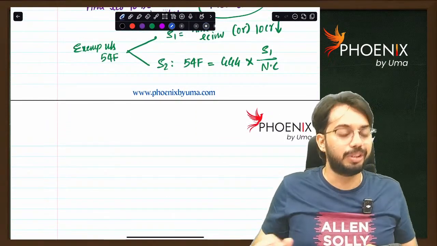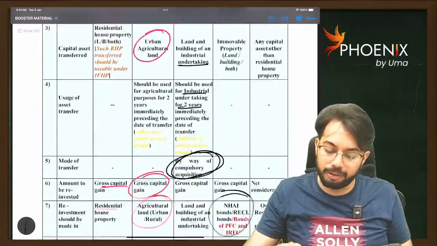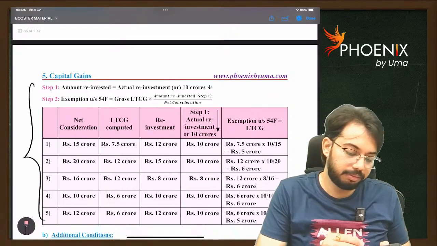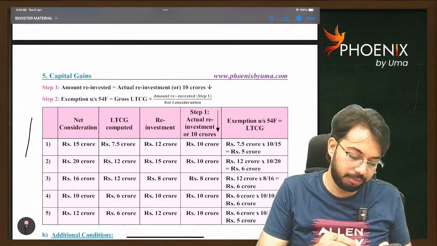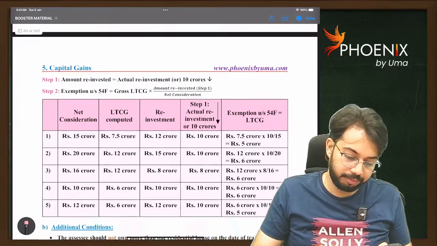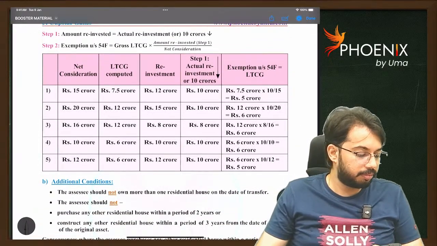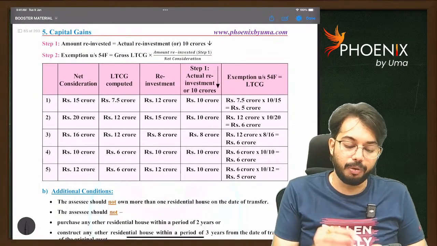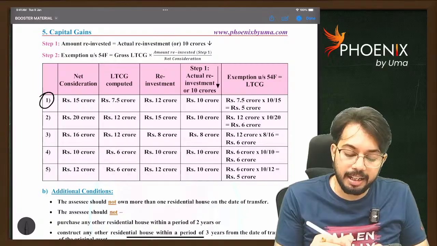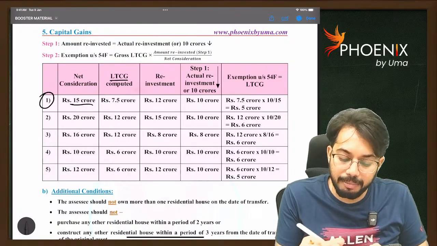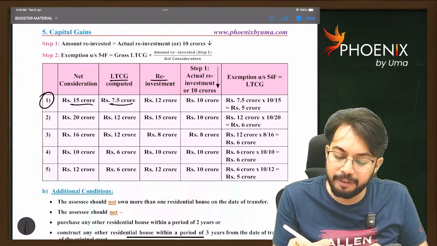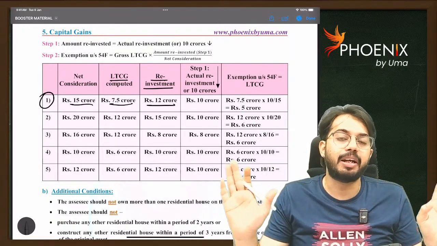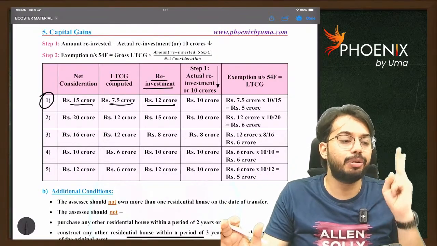Shall we do the problem? So, open page number 5.14. Now, case 1. Net consideration is 15 crores. Long-term capital gain is 7.5 crores. Reinvestment is 12 crores. What is the formula? Always don't panic. Exemption under 54F is calculated in 2 steps.